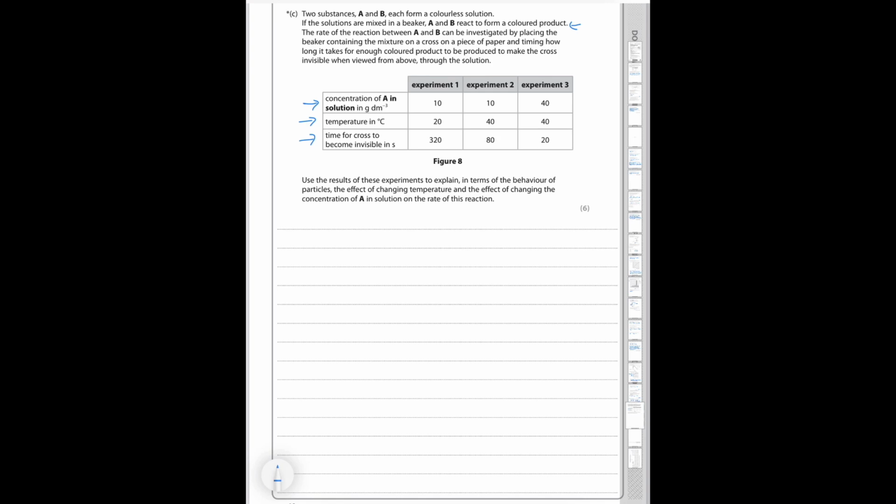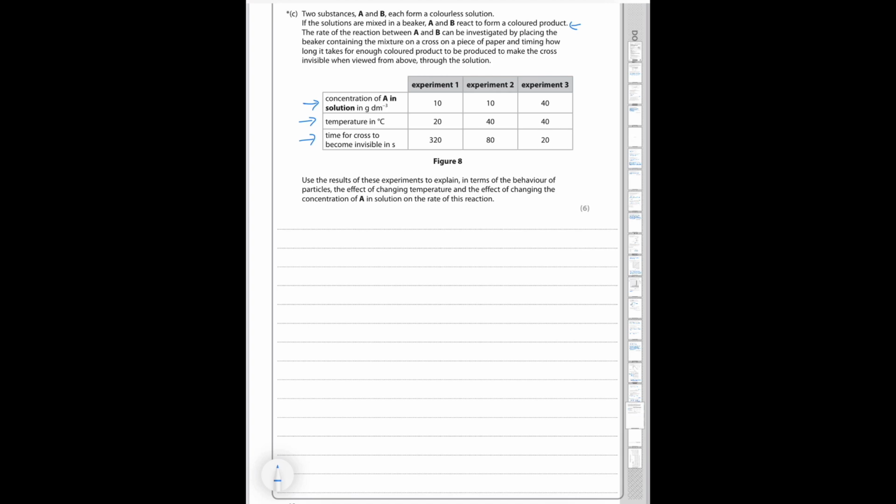reaction. So first of all, if we compare experiment 1 and 2, we can see that the difference between experiment 1 and 2 is an increase in temperature for experiment 2. And if we increase the temperature, the particles have more kinetic energy, so they're going to move faster, which means the frequency of collisions increases. And as well as the frequency of collisions increasing, because the particles have more energy, they collide with more energy, so the rate of reaction increases.